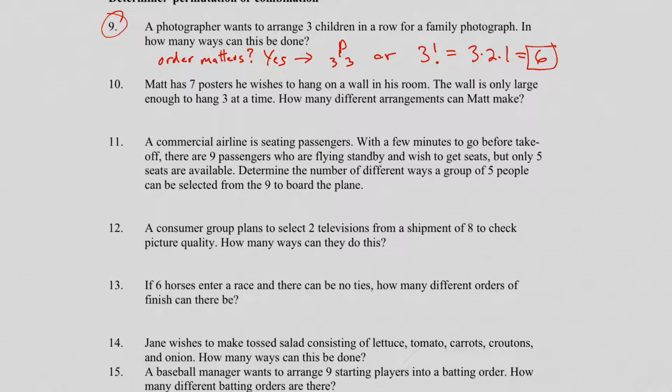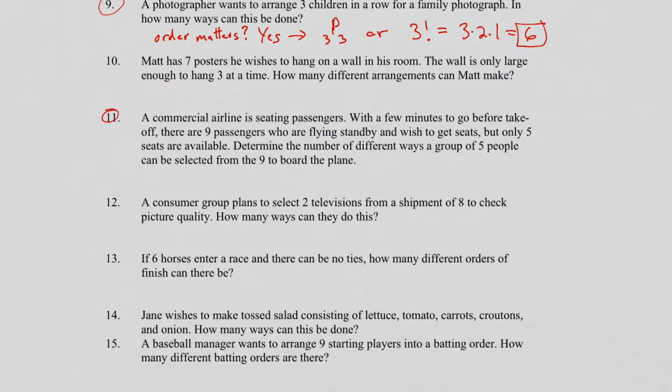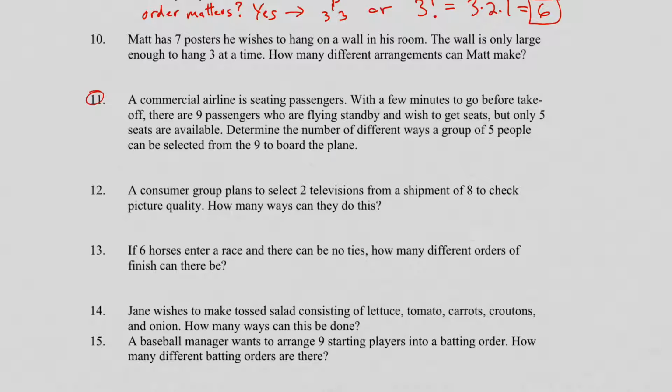So let's take a look at number 11. Okay, so we mentioned that sitting in a plane, the order doesn't really matter. Okay? So you have 9 passengers, okay? Only 5 seats are available. So order matters, yes. Order does not matter, sorry. So it's a combination.